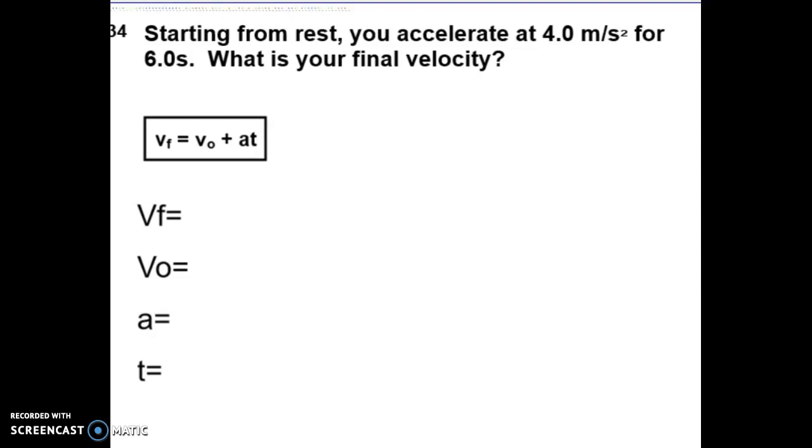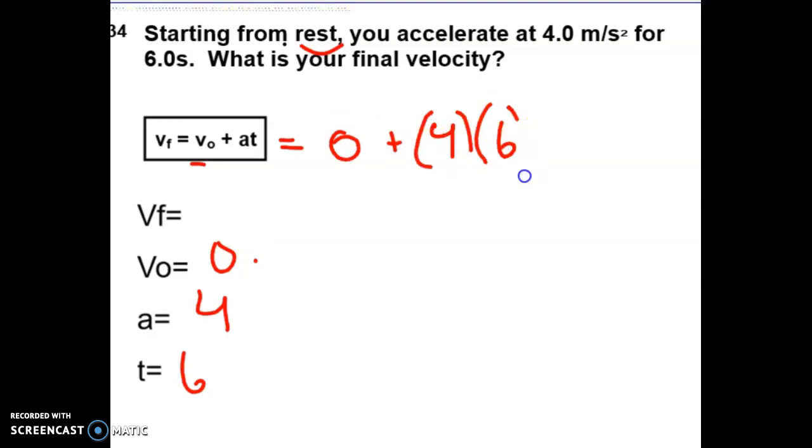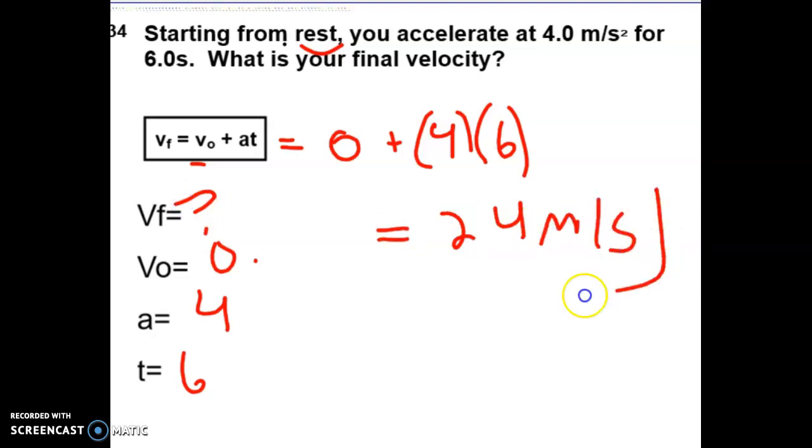Starting from rest means that VO is equal to 0. Rest means you're not moving. We accelerate at 4 meters per second squared for a time of 6 seconds. So we know that VF is equal to VO plus AT. I'll plug in VO, which is 0, plus acceleration, which is 4, multiplied by time, which is 6, which ends up being 24. We need to think about what we're looking for. We're looking for velocity, so it's 24 meters per second. Boom.